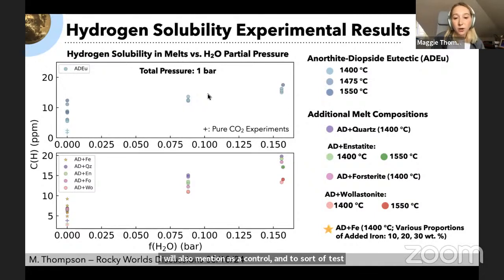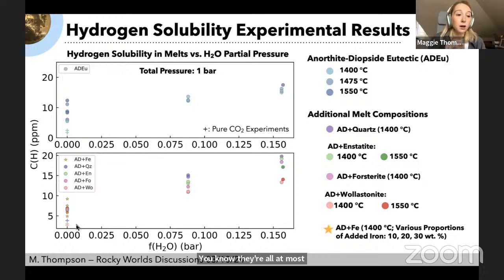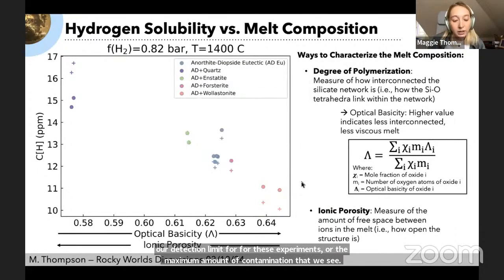I will also mention, as a control and to test our detection limits or potential for contamination, we also ran some experiments with pure carbon dioxide gas, where there should be no or very, very little hydrogen at all in the gas phase. Our data for those samples is indicated by the plus marks. You see those are all quite low, at most around 3 or 4 ppm of dissolved hydrogen. So we can say that is our detection limit for these experiments, or the maximum amount of contamination that we see.